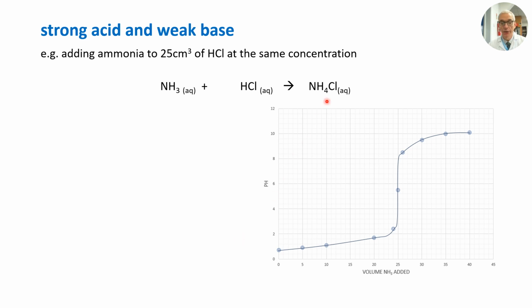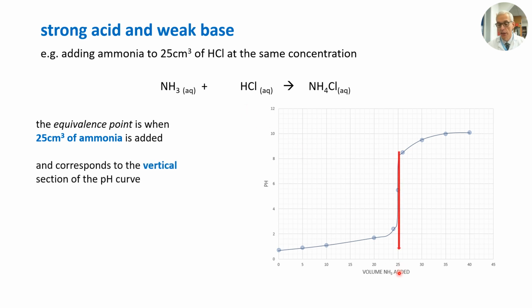So working our way through, let's consider adding ammonia, a weak base, to 25 centimeters cubed of a strong acid, hydrochloric acid, both at the same concentration. You'll see that we would predict the equivalence point to be when 25 centimeters cubed of ammonia is added. It's a 1-to-1 reacting ratio. So the numbers of moles of ammonia and the numbers of moles of hydrochloric acid will be the same at equivalence. And that volume again corresponds to the vertical section of the pH change curve.